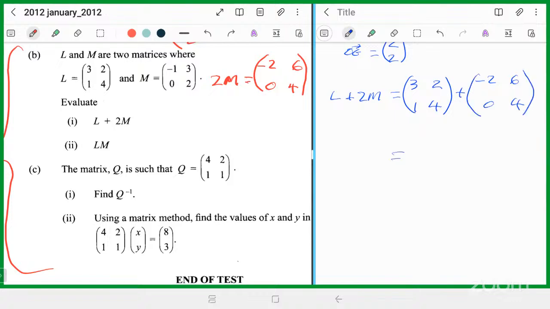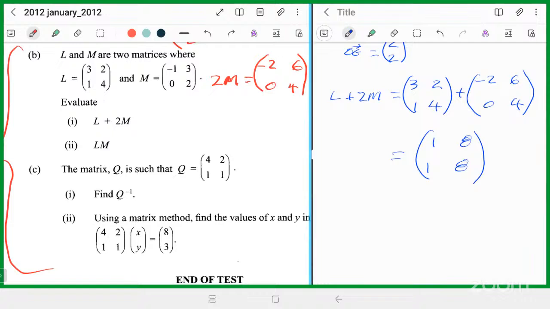And we're just consolidating the values. So 3 minus 2 is 1. 2 and 6 is 8. 1 and 0 is 1. 4 and 4 is 8. So that is the answer right there.